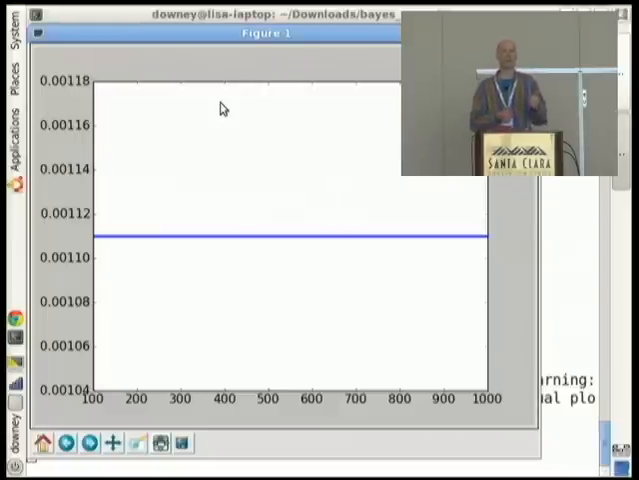So now you're going to fill in the likelihood function and run this again. You'll see what the posterior looks like. Before you run it, I want you to think about what you think it's going to look like. If you want to, sketch on a piece of paper what you think the posterior will look like, then run the program and we'll find out.